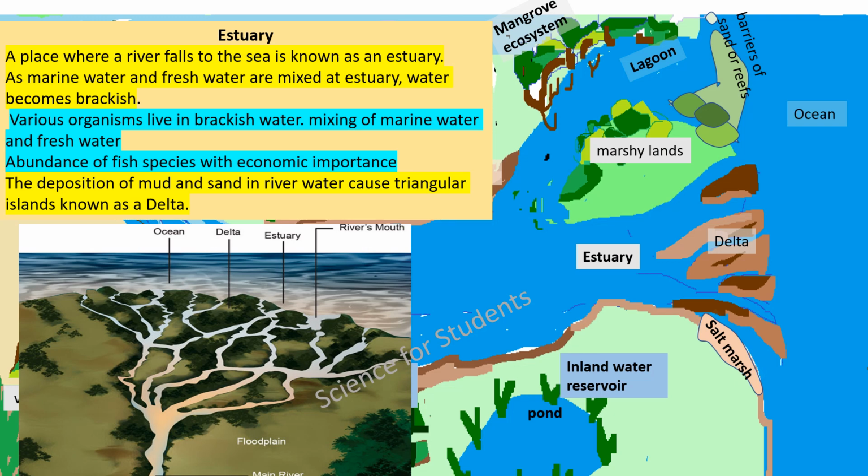Estuary. Now this is a brackish water one. So how do we define an estuary? A place where a river falls to the sea, with mixing of marine water and fresh water. Various organisms live in brackish water, with an abundance of fish species of economic importance. Then deposition of mud and sand in river water causes these triangular islands known as deltas.